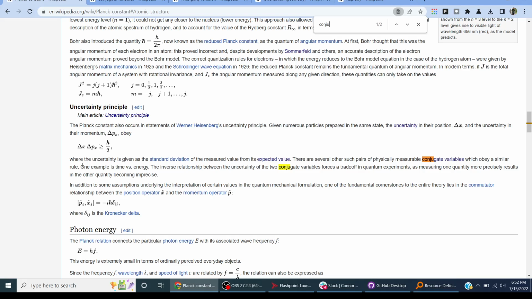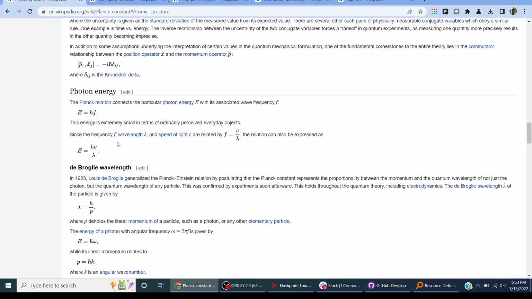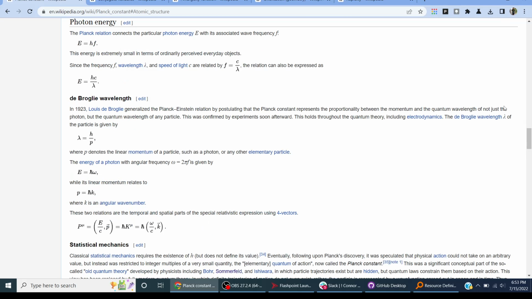Photon energy. The Planck relation connects the particular photon energy E with its associated wave frequency f. E equals hf. This energy is extremely small in terms of ordinarily perceived everyday objects. Since the frequency f, wavelength lambda, and speed of light c are related by f equals c divided by lambda, this relation can also be expressed as E equals hc divided by lambda. De Broglie wavelength. In 1923, Louis de Broglie generalized the Planck-Einstein relation by postulating that the Planck constant represents the proportionality between the momentum and quantum wavelength of not just the photon, but the quantum wavelength of any particle.